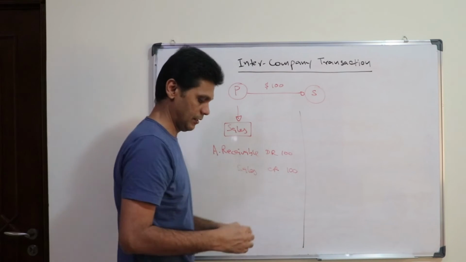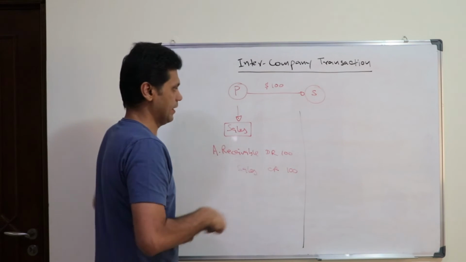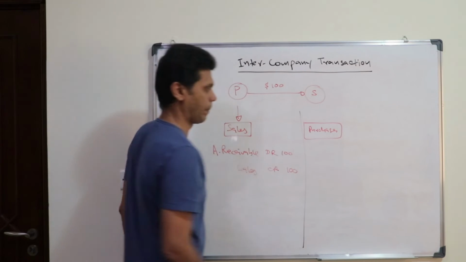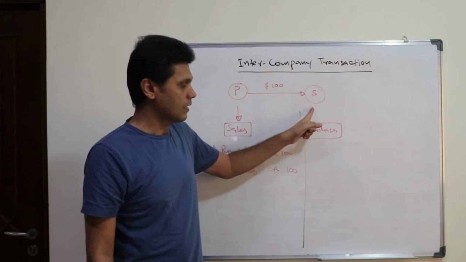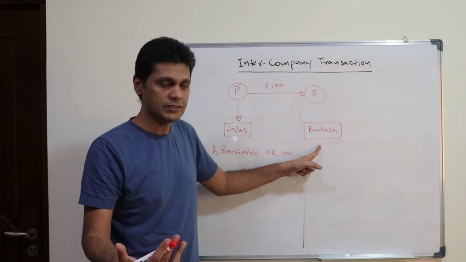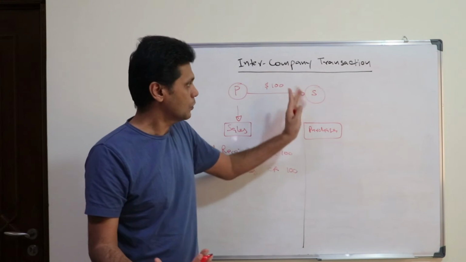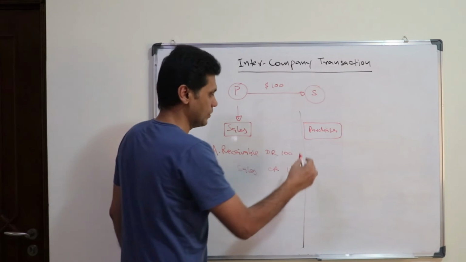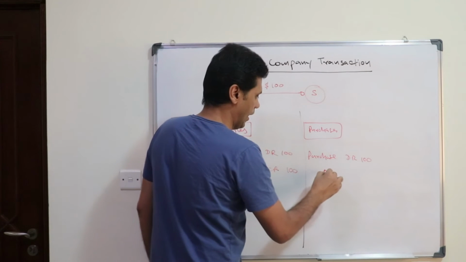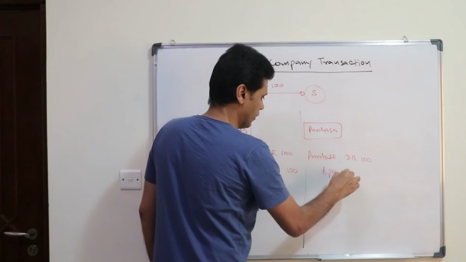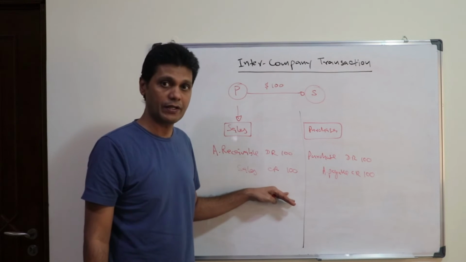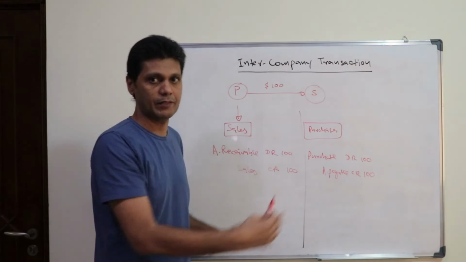When it comes to S company, S company will treat this particular transaction as a purchase. So how will they record it? In the separate financial statements, it will be purchases account debit 100 and accounts payable account credit 100. This is how this transaction will be recorded in their separate financial statements.